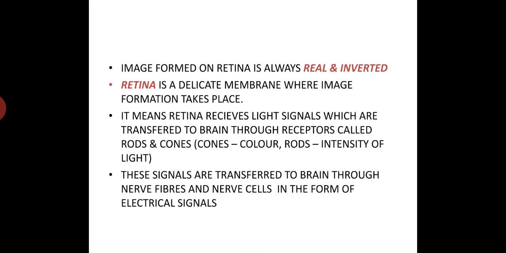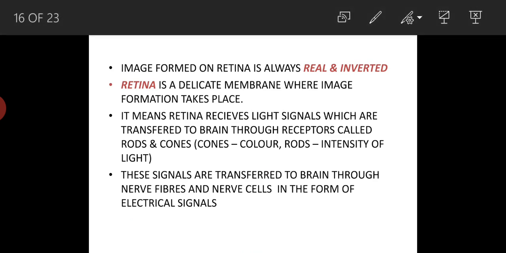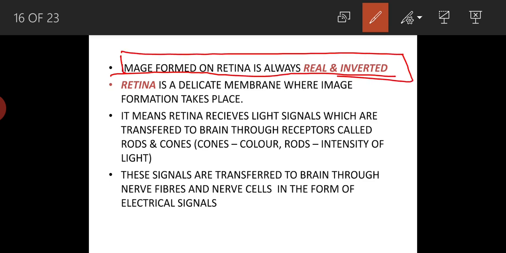Image formed on retina is always real and inverted. Remember this point, it is a very important point. The image which is formed on the retina is always a real and inverted image. Retina is a delicate membrane where image formation takes place.